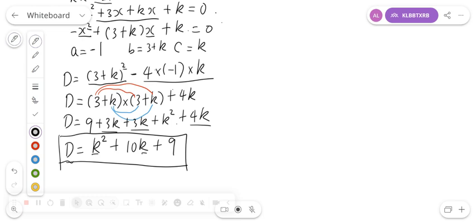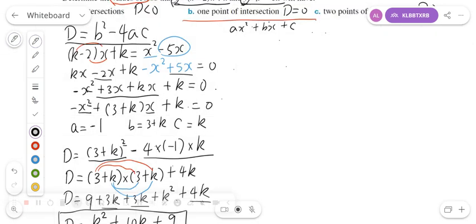There are 2 ways for us to solve it. We need to start solving my questions. Remember we said start from part B, start from here. We need to make d equals to 0. So that means when d equals to 0, we have k squared plus 10k plus 9 equals to 0. How many ways can we solve it?